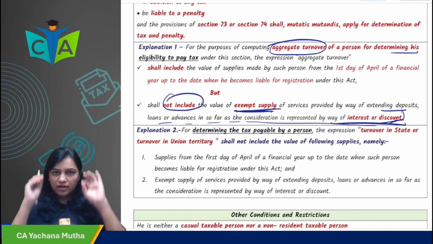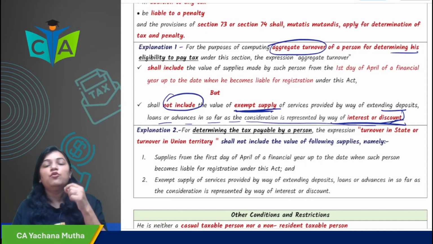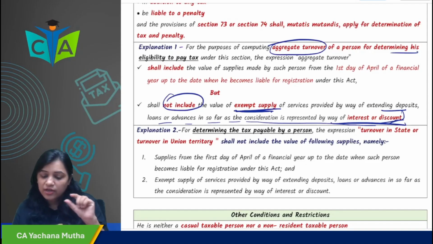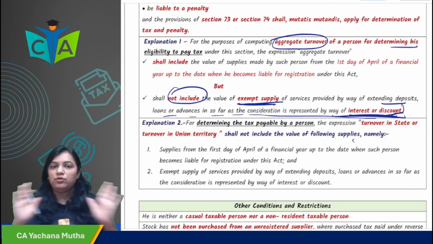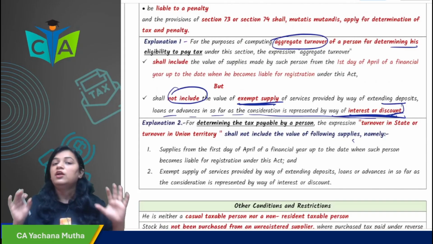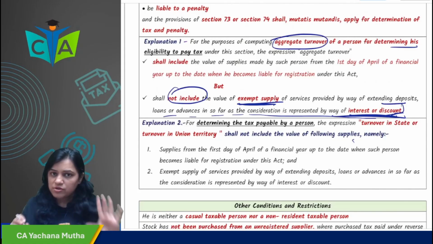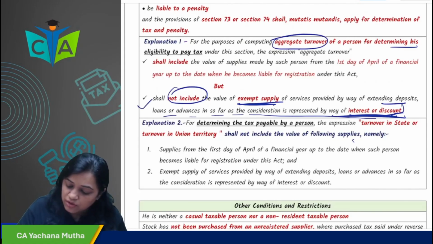For computing aggregate turnover, though interest or discount are exempt supplies, for the purpose of the composition scheme, if the interest or discount adjustment is given in the question, you are not required to take it. For the computation of aggregate turnover in exempt supply, you are not taking interest on loan, deposit, advances. I hope it is clear. That is one thing which it shall not include.